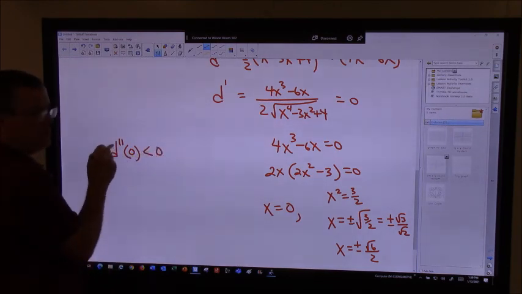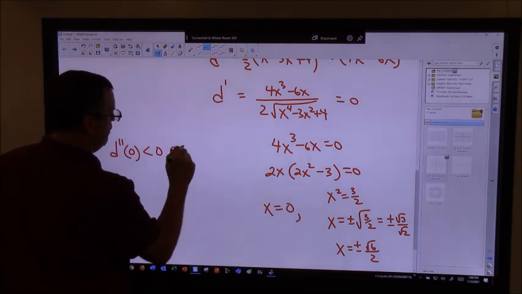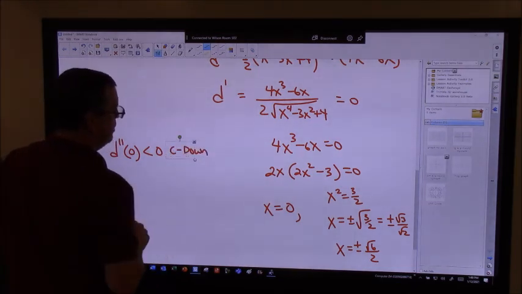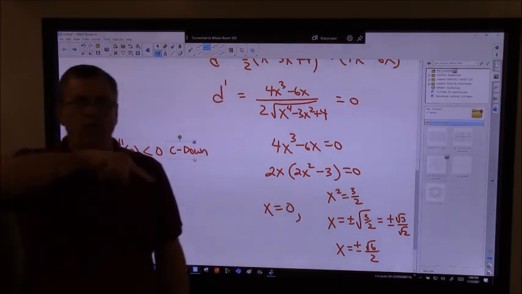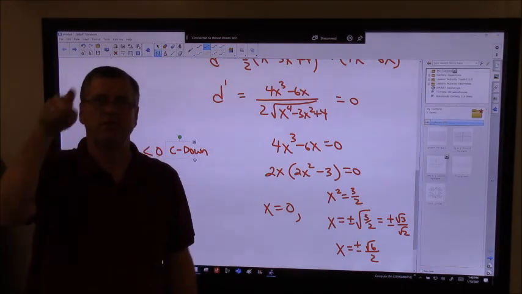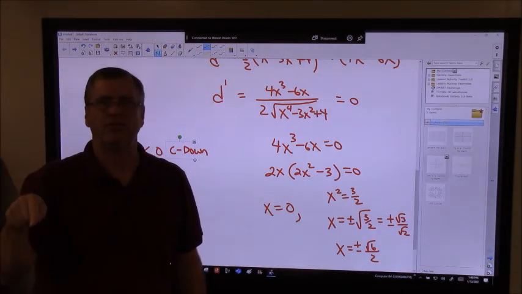Okay, my second derivative is negative, which means we are concave down. Is that what I'm looking for if I want a relative minimum? No.